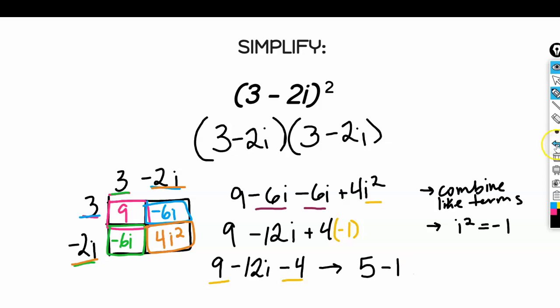I want to write that a little bit nicer. Since the 5 does not have an i, and the minus 12i has an i, they are not like terms. They do not combine, and so this is our final answer. Again, Desmos cannot help. Desmos does not deal with i.